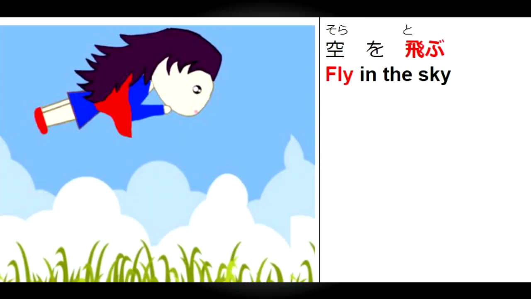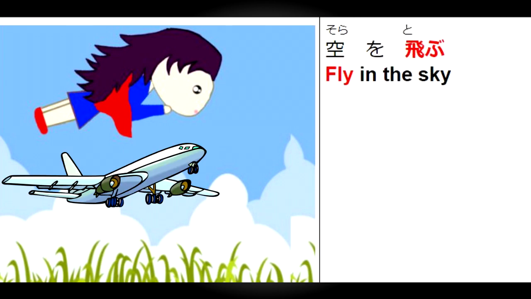Next, we can have the verb to fly. And for this one, we can imagine an airplane or a bird or Superman flying up in the sky. And the example I got is 空を飛ぶ。空を tobu, fly in the sky.